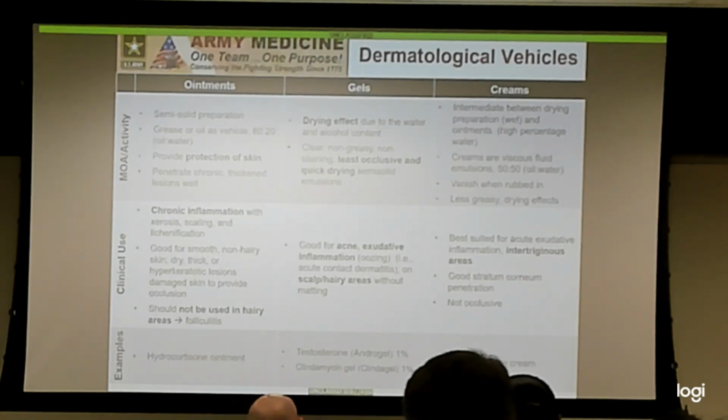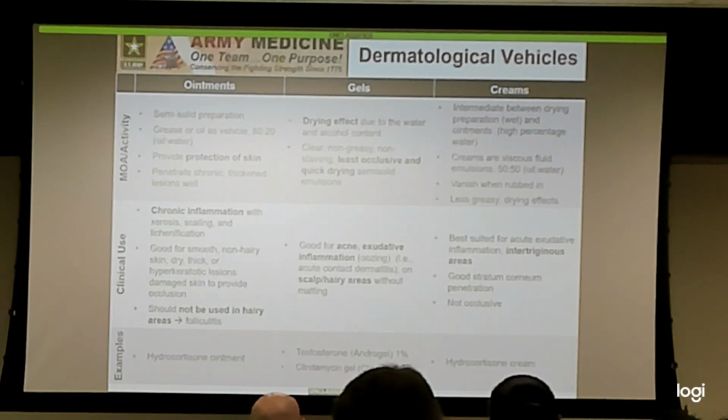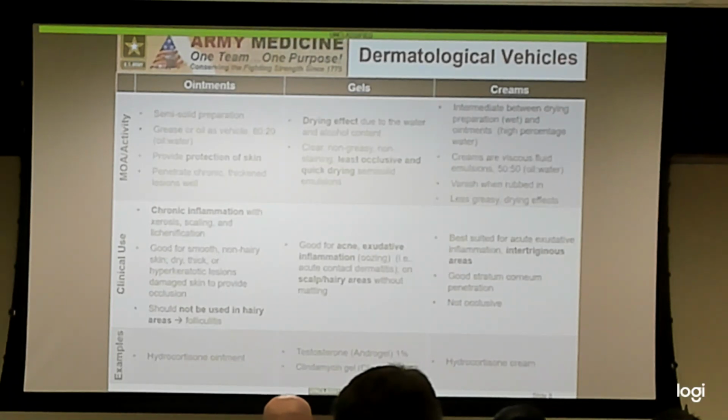All right, here are different types of vehicles that we can use, and we'll go over these a little bit in more detail now. So when we're talking about our ointments, semi-solid, it's kind of like if you were to look at Vaseline is a good ointment that we could talk about. So grease or oil is our vehicle, which makes sense, right? It's greasy, it moisturizes very well, provides protection to the skin, okay? That is the main thing.